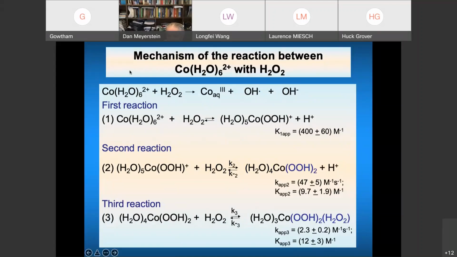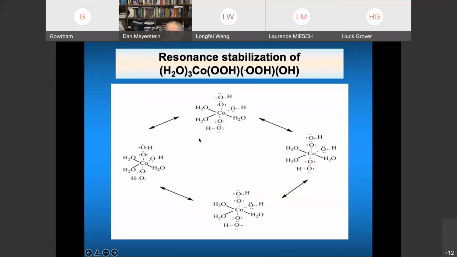What happens is on the next slide, you form one hydrogen peroxide, oxidizes a second hydrogen peroxide. You form an O2 minus bound to the complex, which is stabilized by the resonance structure shown here, and an OH from the other. This is the oxidation product, and the reduction product gives an OH radical in the system.